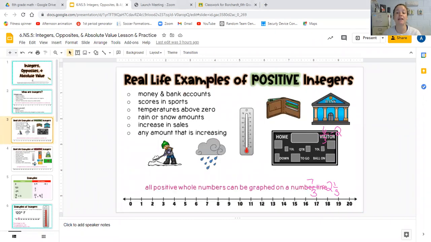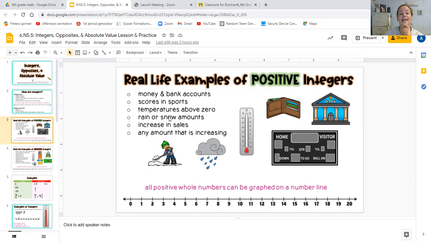All right, let's go over some real life examples of positive integers. Remember, in a lot of word problems, it's going to give us words that signify a positive number or a negative number, and we're going to need to know the difference between those words. So if we're talking about money and bank accounts, if we have the money in our bank accounts, that is a positive number. Scores in sports, so if your favorite team just scored a touchdown, those are positive numbers. Temperatures above 0, remember, a thermometer looks like a vertical number line, and those numbers above 0 are positive. Now, what if you had those numbers below 0? What would those be? Negative numbers.